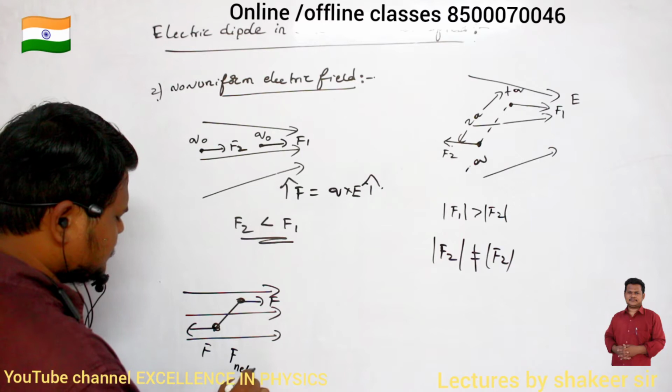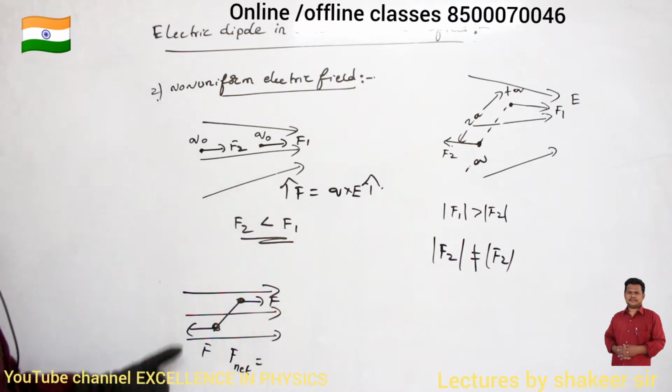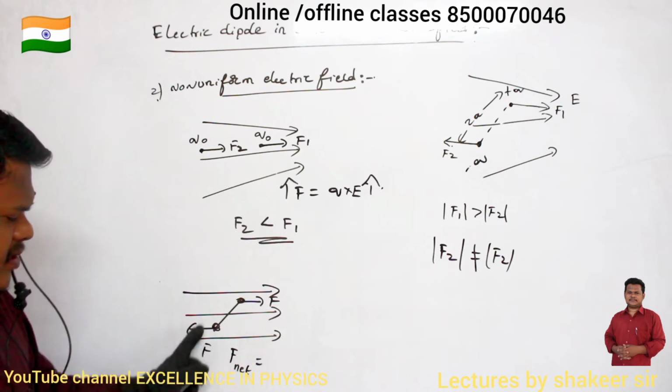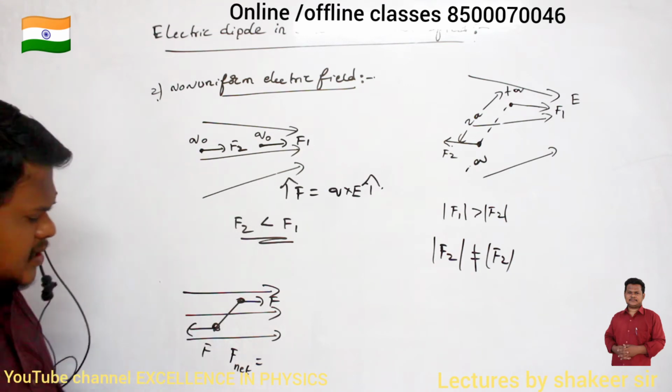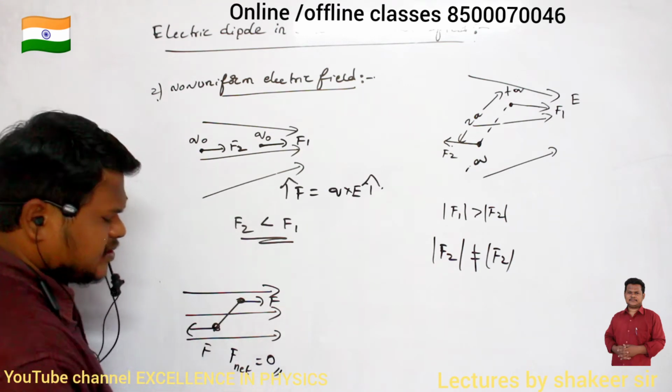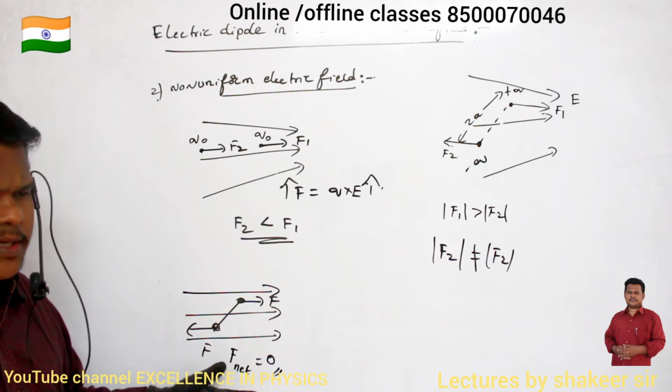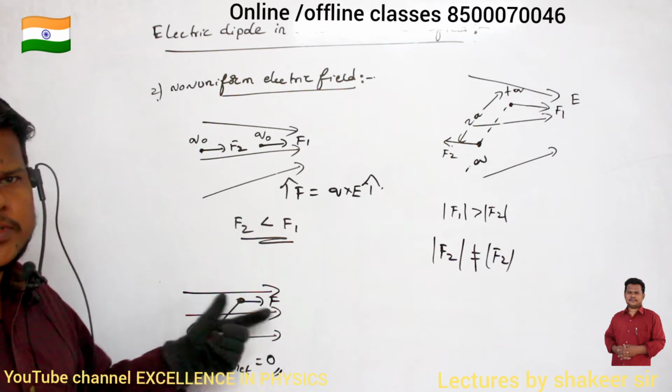F net is how much? When a dipole is placed in a uniform electric field, what is the net force? Net force is 0 in this condition. Why is the net force 0? Because two equal and opposite forces are acting.